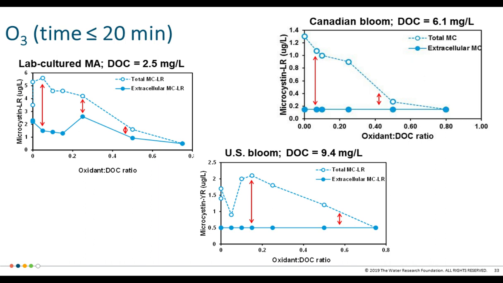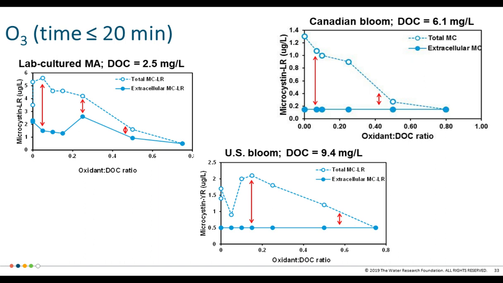Here we are going to go through each of our oxidants and the results. We're going to start with ozone. The graphs will show the same way for all of them. We will have the lab cultured one, the Canadian bloom, and the US bloom. For all of them, on the x-axis, we have the oxidant-DOC ratio, and on the y-axis, we have the concentration of the toxins measured in micrograms per liter.